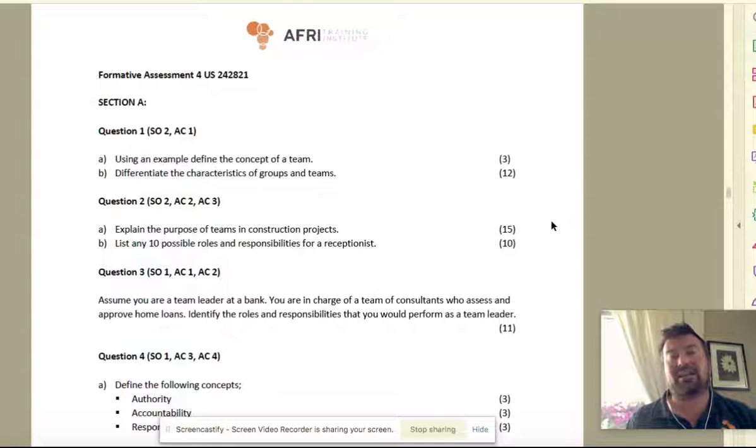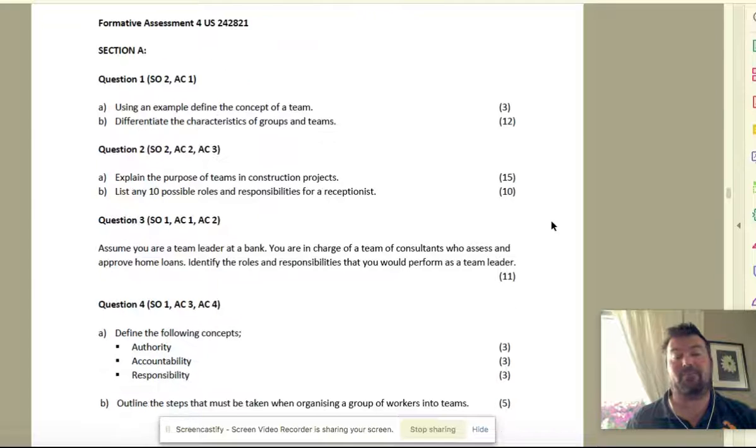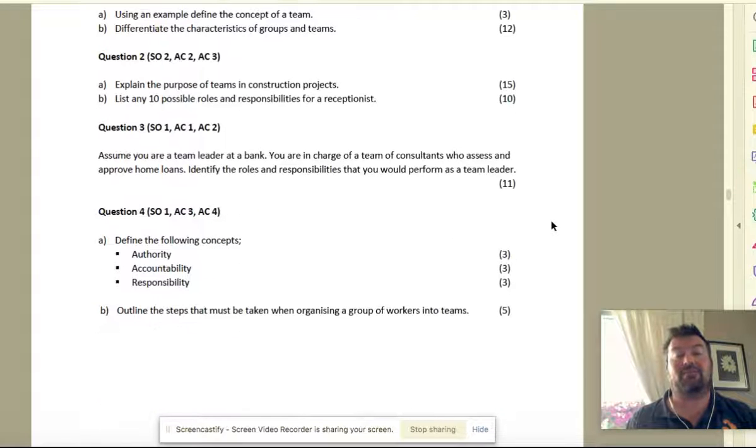So think about a general receptionist. What are their roles and what are their responsibilities in their job? So put together 10. Then question number 3, assume that you are a team leader at a bank.